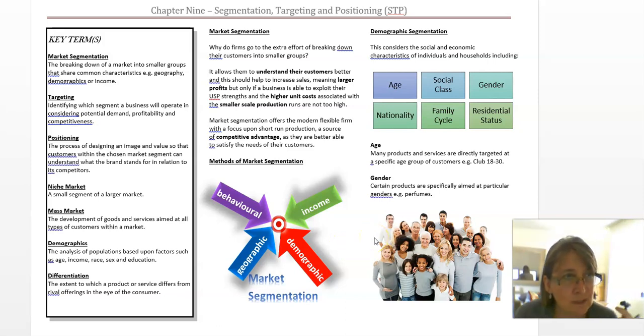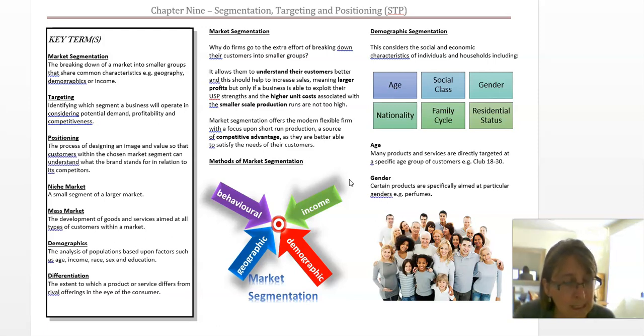So in this third video to do with marketing, we're looking at segmentation, targeting and positioning, STP as it's known. It's seen at first as somehow fairly complicated, but actually it's really not difficult at all.